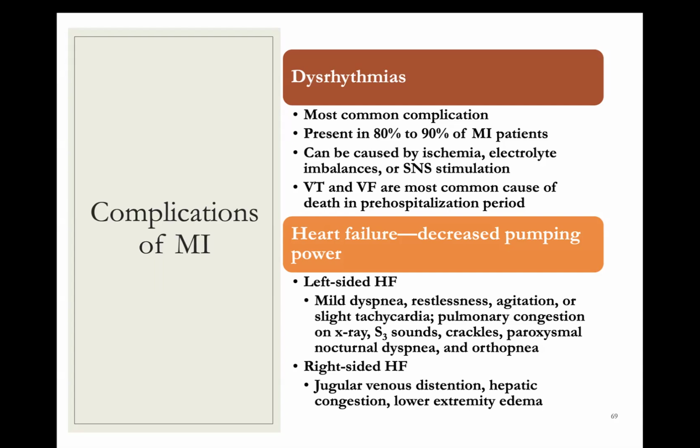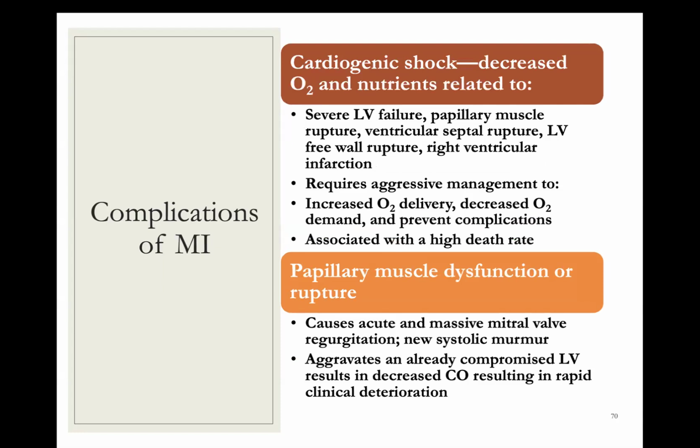And then if there's right-sided heart failure, we'll see jugular venous distension, hepatic congestion presenting with right-sided abdominal pain and maybe some ascites, and then lower extremity peripheral edema. Cardiogenic shock can happen related to MI, and this is because of the inflammatory response to the death of the heart muscle.